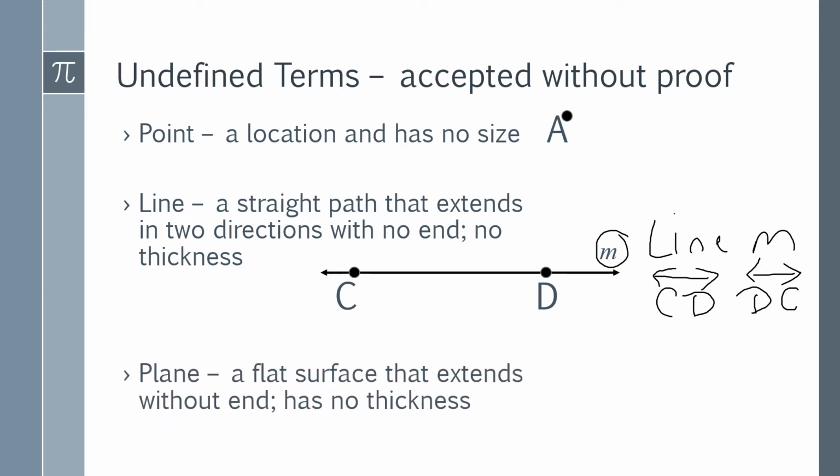A plane is a flat surface that extends without end. It also has no thickness. To represent a plane, we will see a parallelogram with 3 points in it, and those points are not on the same line, so we can call this plane XYZ or plane ZYX. It doesn't matter the arrangement of the letters. But we could also call this plane F if it has no point and it's in the bottom right, bottom left, top right, or top left corner.